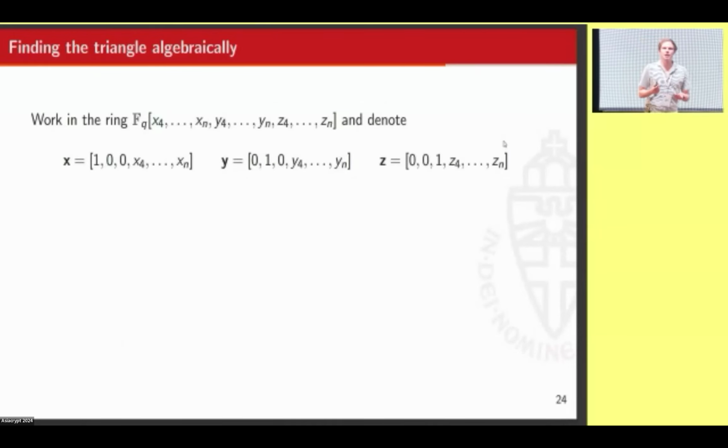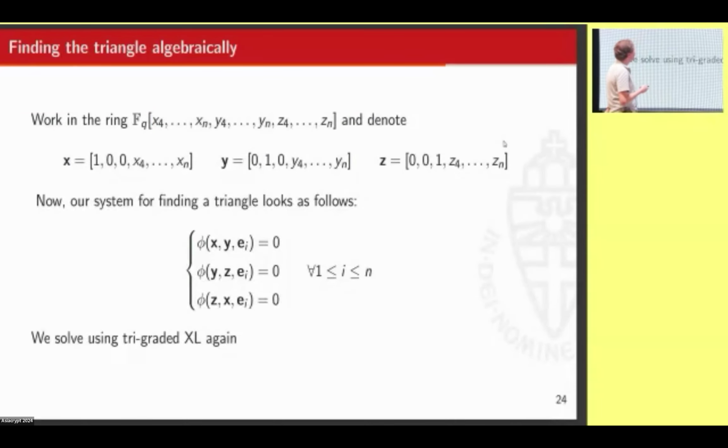Again, we are going to look for these algebraically, but now we have to do some trick, because when we are looking for 3 different vectors, we want them to be linearly independent. So we do some kind of symmetry breaking by filling in the first 3 variables for each of the vectors. And then we again get 3 bilinear systems, and we use the tri-graded XL again.